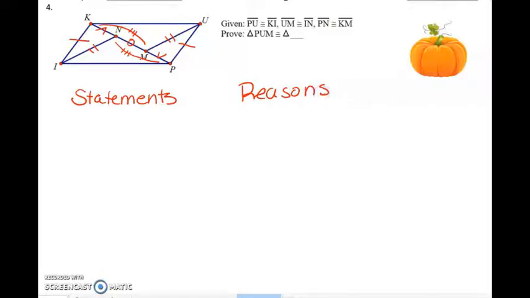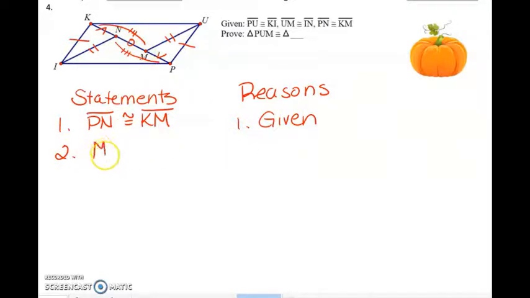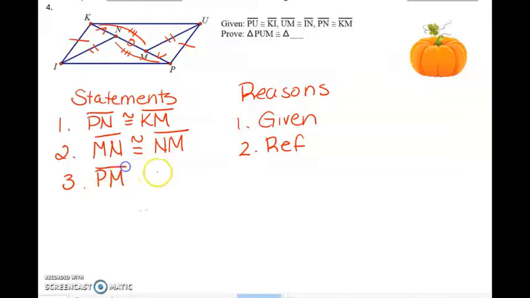I think getting that third side of PM congruent to KN is going to be the most confusing. So I'm going to choose to guide my reader through that as quickly as I can right off the bat. So I'm going to start with PN congruent to KM. Then I can say that MN is congruent to NM by the reflexive property, then PN minus MN gives me PM, and KM minus NM gives me KN.